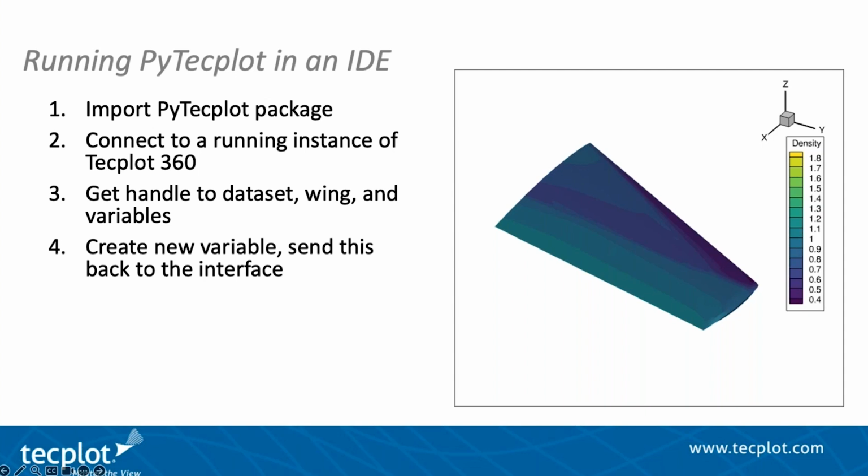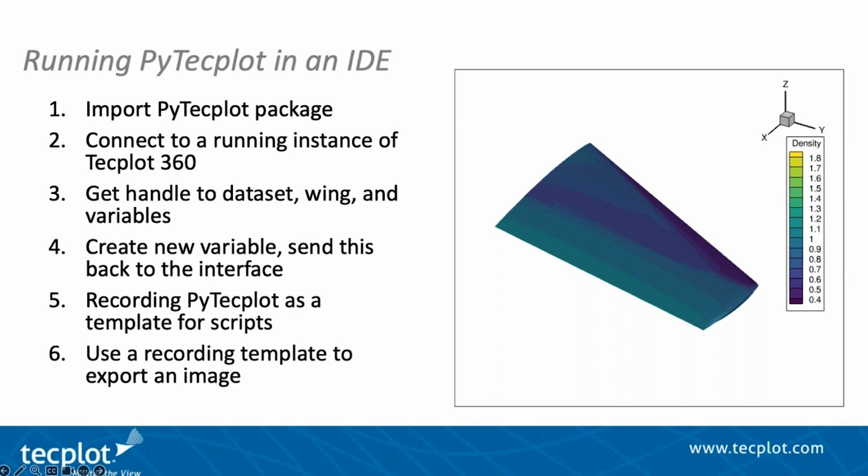We'll use that temperature variable to get a range. We'll actually make a new variable with that range, and then we're going to send this information back to the interface. And then we'll switch gears and look at recording PyTecplot as a template for scripts. Then we will use that recording to put that back in our original file, and we will export an image and look at the result.